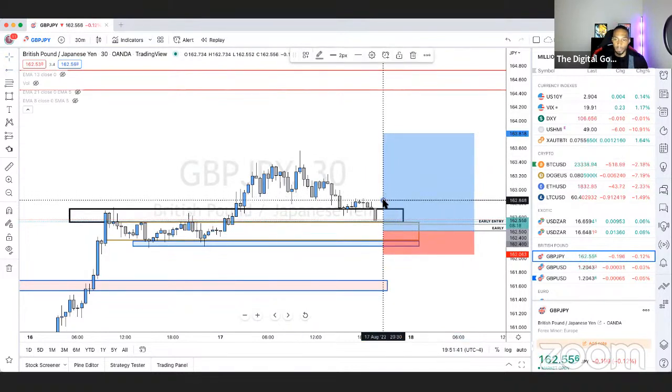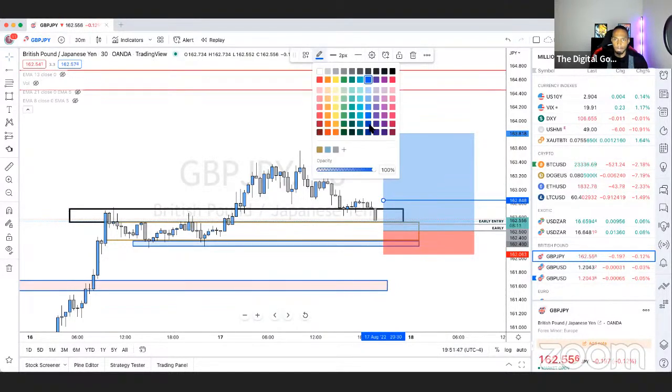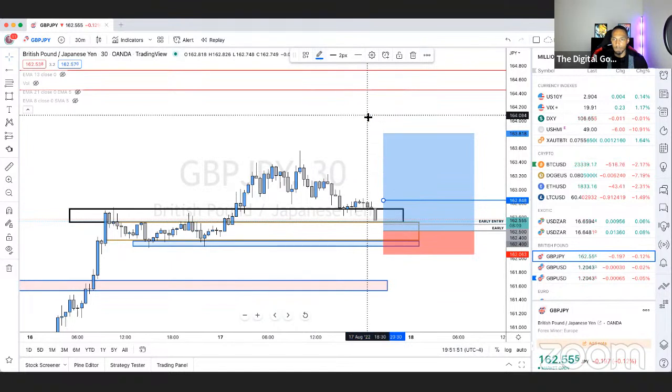Let's do an exit right here because we have structure there.